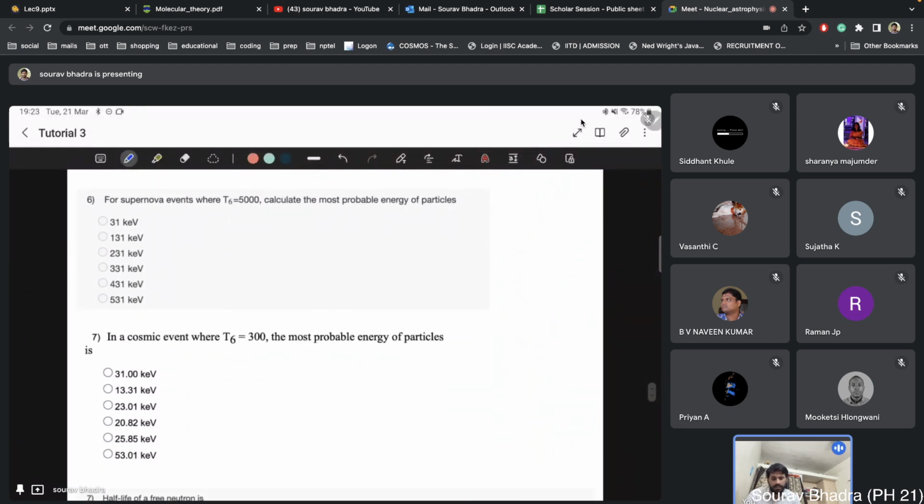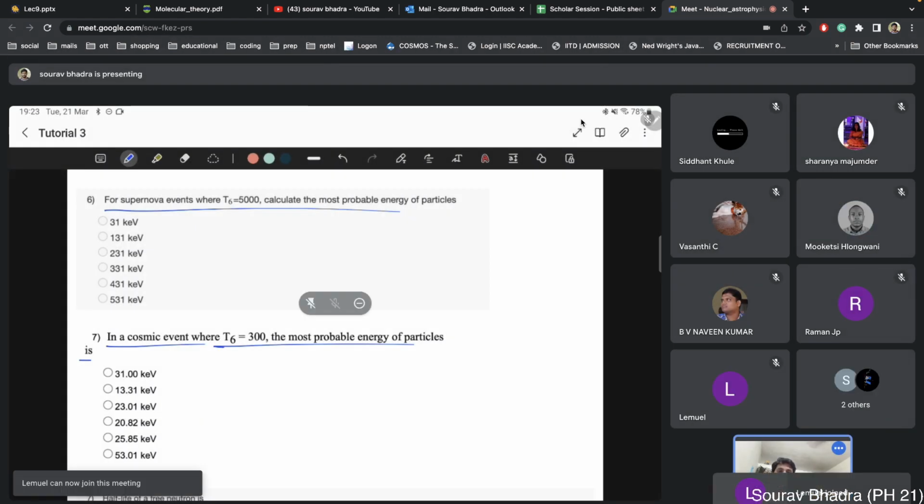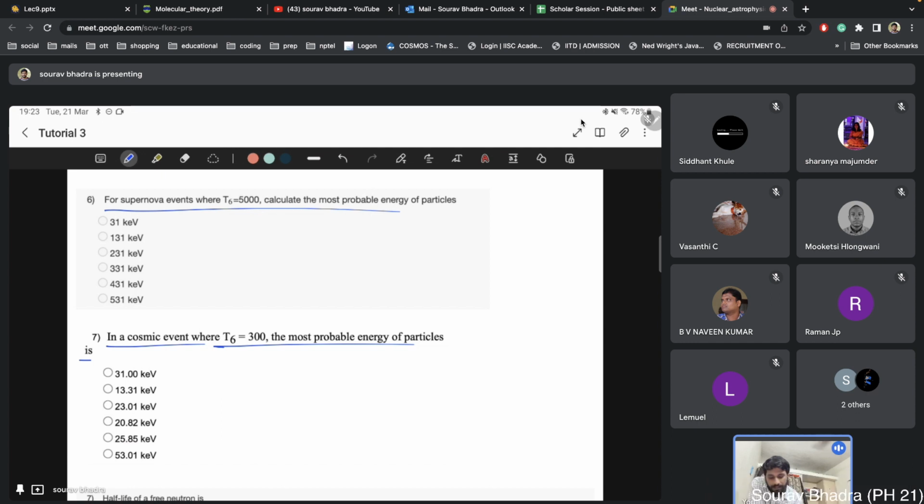Now this I will not go into details. For supernova events, I told you that the old assignment and the new assignments are more or less similar, they have just changed some values. They have put some questions instead of the first assignment in the second assignment, all those permutations and combinations. So in there it was given that for a supernova event where T is 500 degrees, calculate the most probable energy of the particles, and you know that the most probable energy is just kBT.